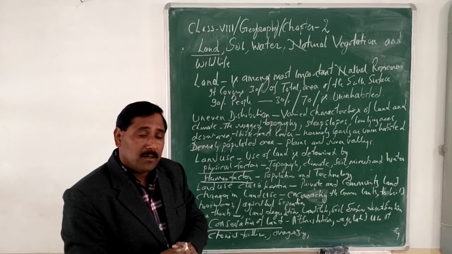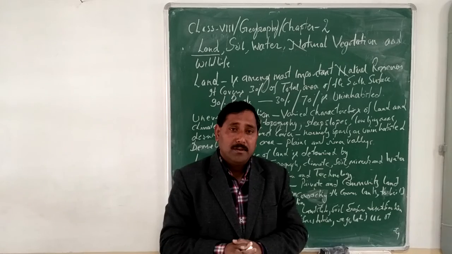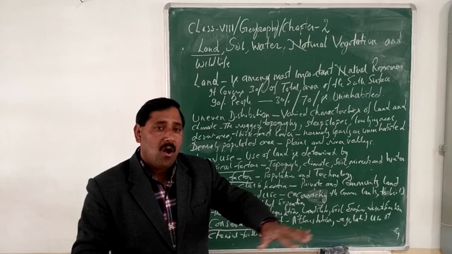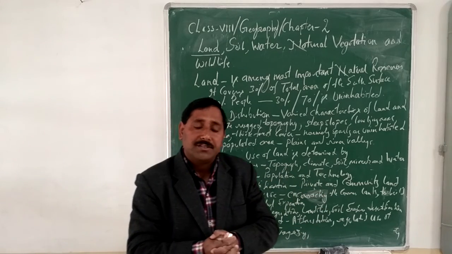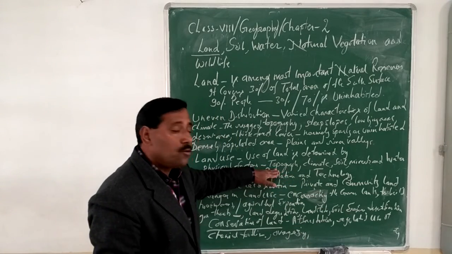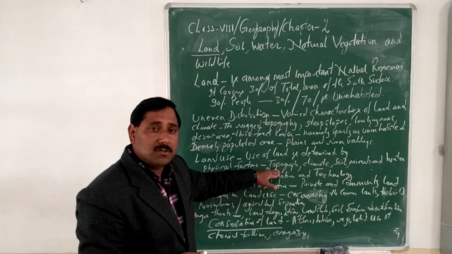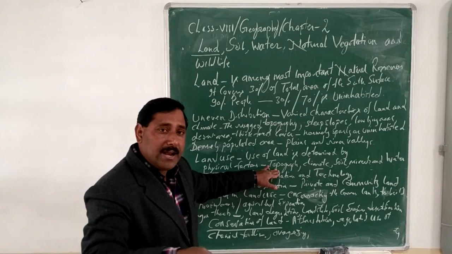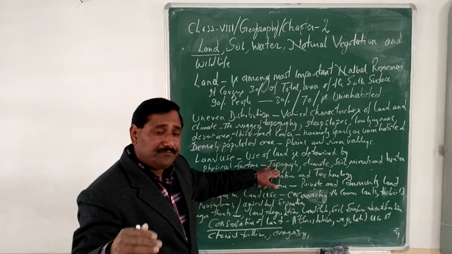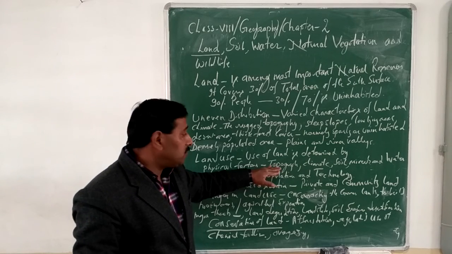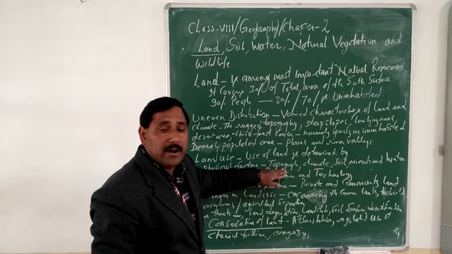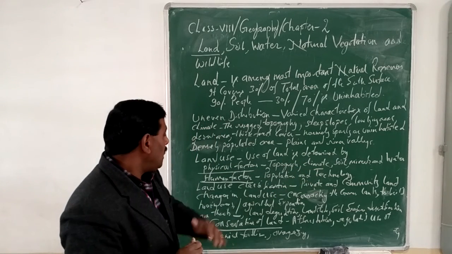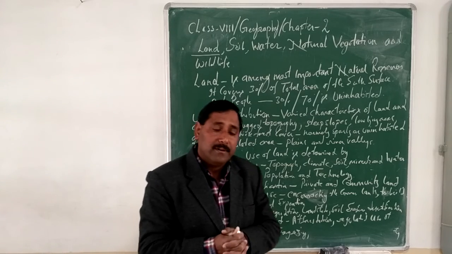Now topography. What is topography? The uneven land surface, whether it is a plain area, whether it is mountainous areas, all this we study under one geographical term, topography. So don't confuse topography. Topography is the type of land, whether it is a plain area, whether it is a plateau area, whether it is a valley area. So that comes under the study of the topography. Next is climate. Very important factor which determines the use of land.